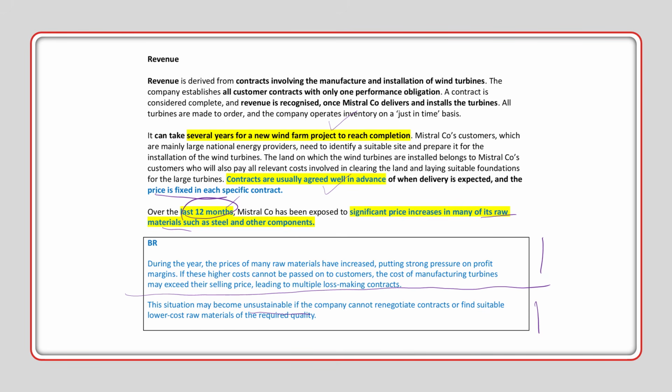So I've kept it nice and simple. The 3 sentences written over here, you don't have to write all of this. Literally pick up words from the scenario, which is the price is fixed, but the costs have gone up. And because of that, the business could be facing loss-making contracts. So literally what I just said is 1 mark. And then for another mark, explain why it's a problem.